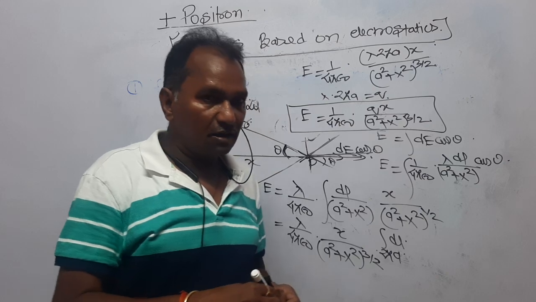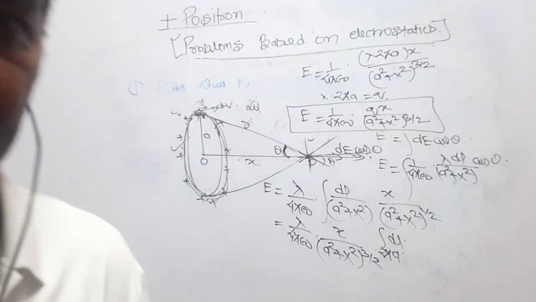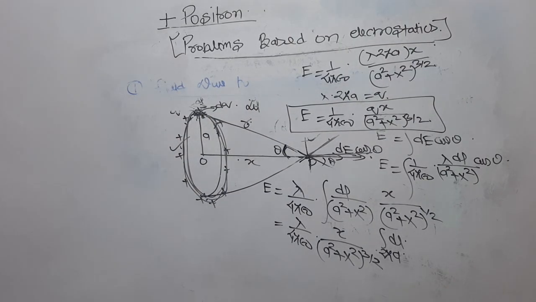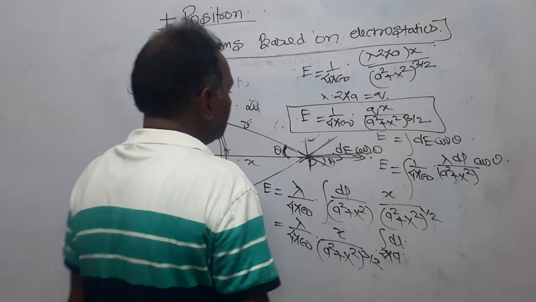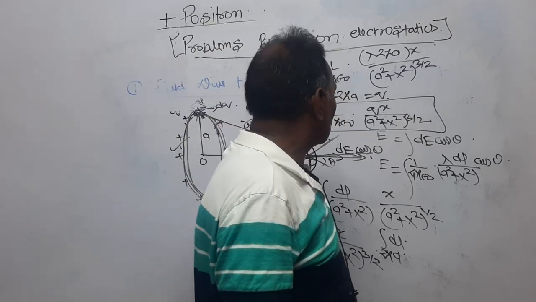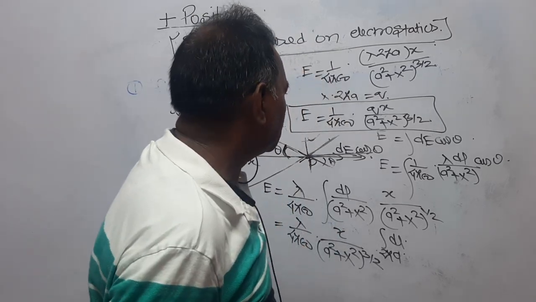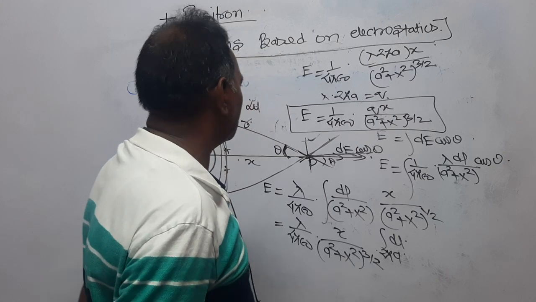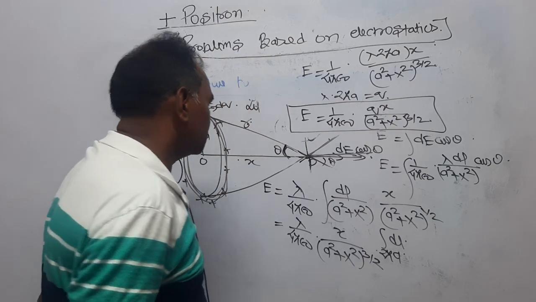So in this way, we have got the value of electric field. The value of electric field is equal to 1 upon 4 pi epsilon naught q into x over a square plus x square to the power 3 by 2.